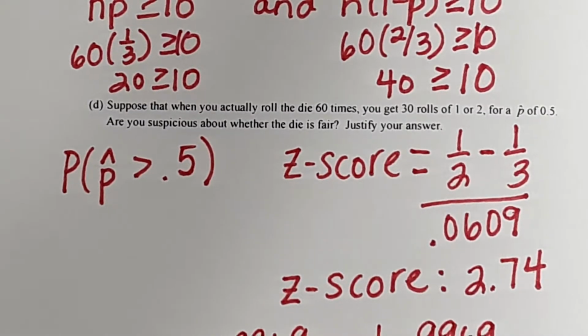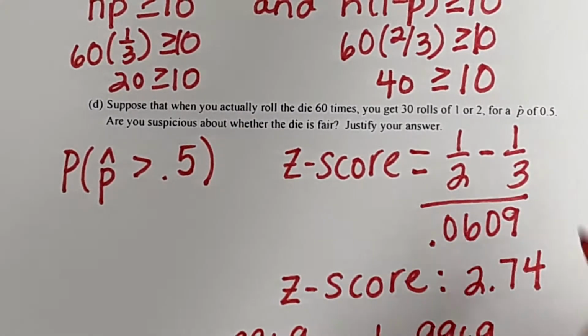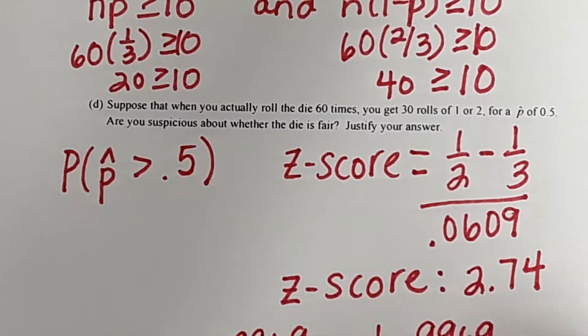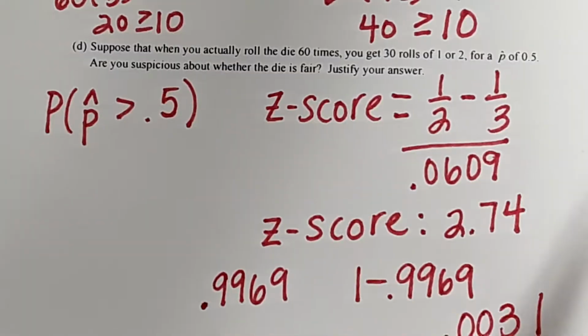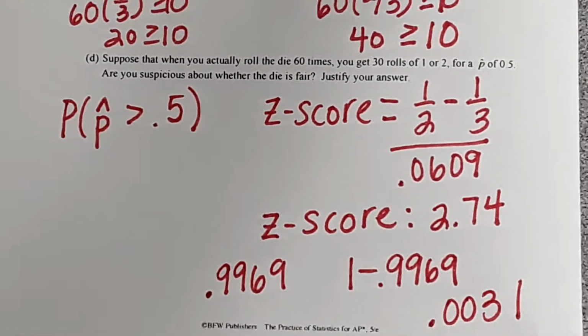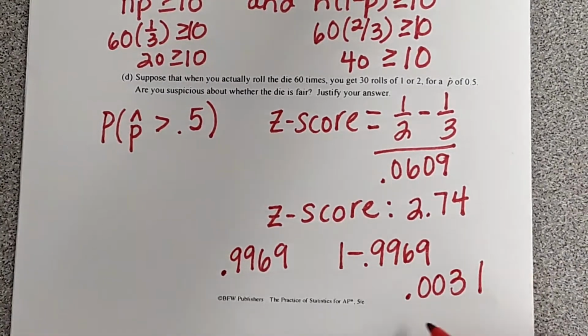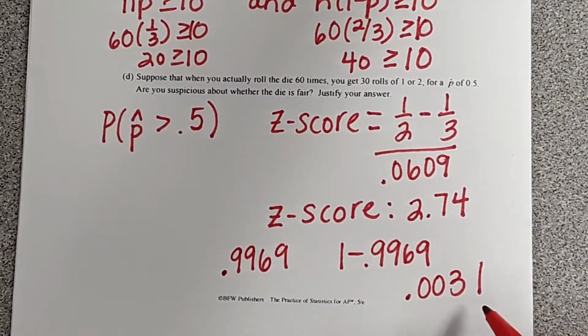And then did you guys get 0.0031? So the probability that p hat is greater than 0.5 is 0.31%.